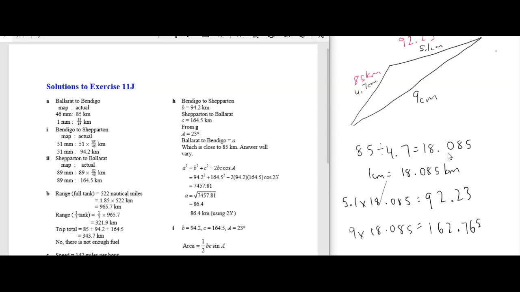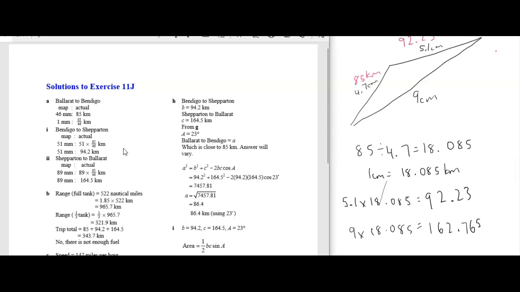I'm multiplying by 18.085, but if you're dealing with 4.6 or 46 millimeters, you're multiplying by 18.478. So that millimeter makes a huge difference. And when you think about it, with changing that millimeter into kilometers, the answers are a little bit off, but that's the reason why.